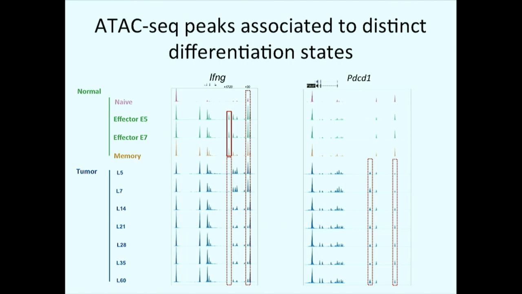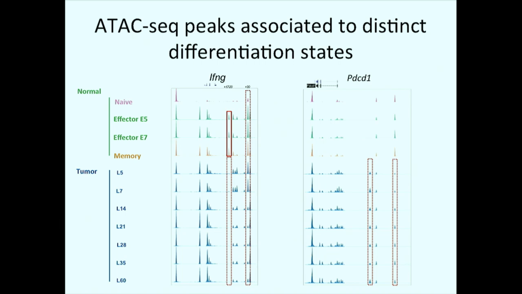So for example, here is an event that is closed in naive, opened up in effector cells, maintained in memory normally, but it's never established as an accessible site in the tumor model, in the CD8 T cells in tumors. Here's a site that is small in naive, grows very accessible in effector and memory cells, and in the tumor it starts out accessible but becomes too small, so there's a quantitative difference for that accessible site.